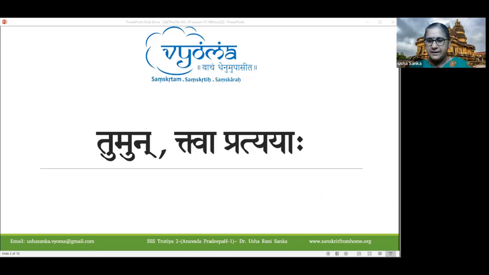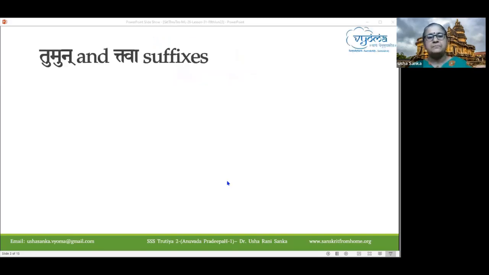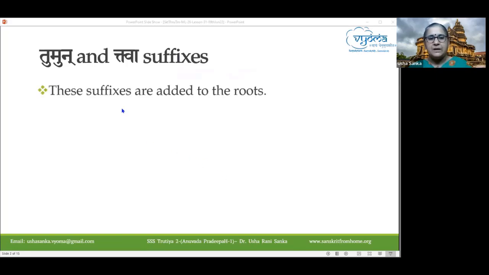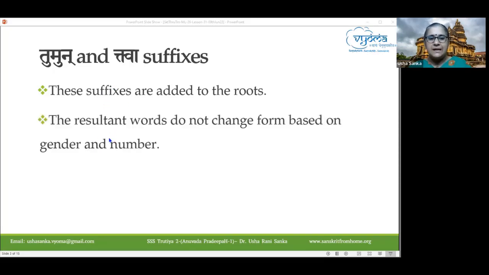Whatever is written in the book, that we will study. First of all, tumun and ktva. These suffixes are added to the roots. The resultant words do not change form based on gender and number.